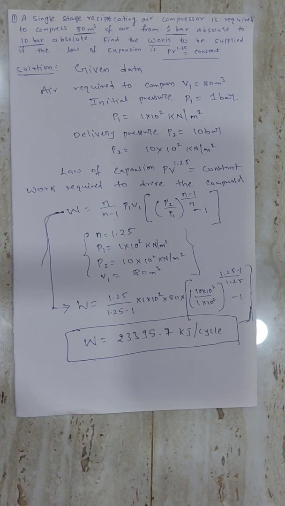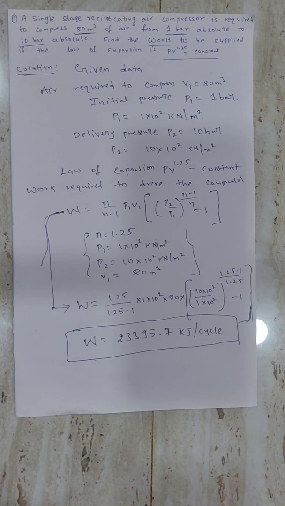Okay, we have written the given data. The air required to compress is V1 equal to 80 meter cube, and the initial pressure P1 is equal to 1 bar. We are converting the bars into Newton per meter square, because the volume is in meter cube, so we should convert the pressure. P1 is equal to 1 into 10 square kilonewton per meter square, and the delivery pressure, that is the exit pressure P2, is equal to 10 bar, which we convert into kilonewton per meter square, that is 10 into 10 square kilonewton per meter square.